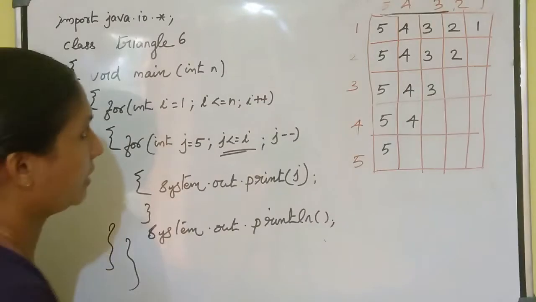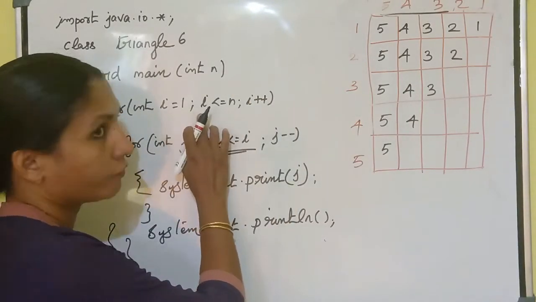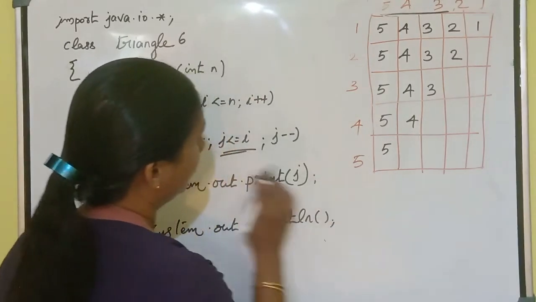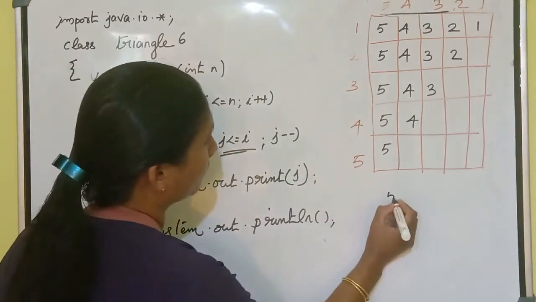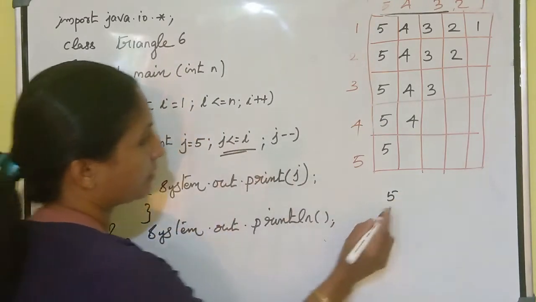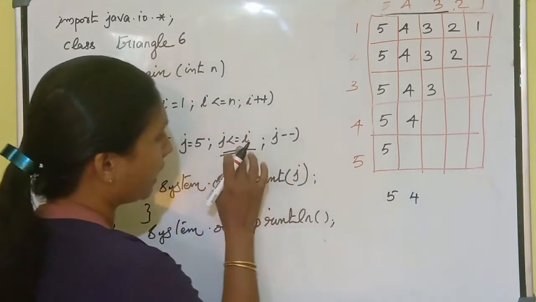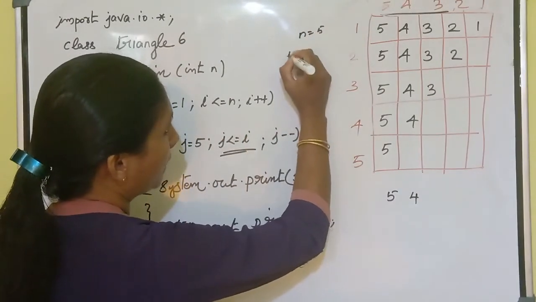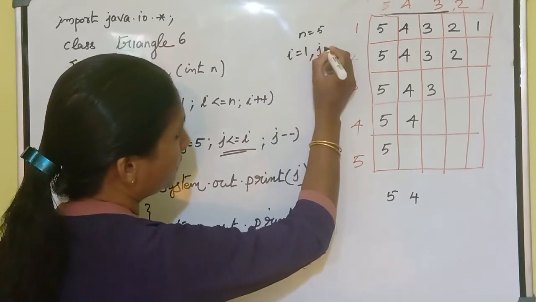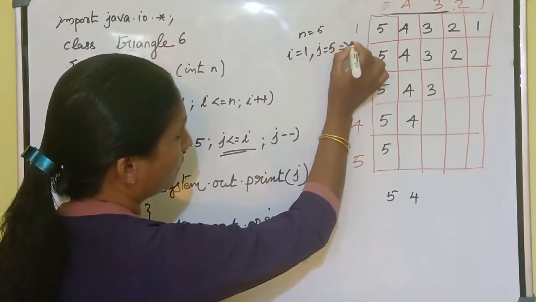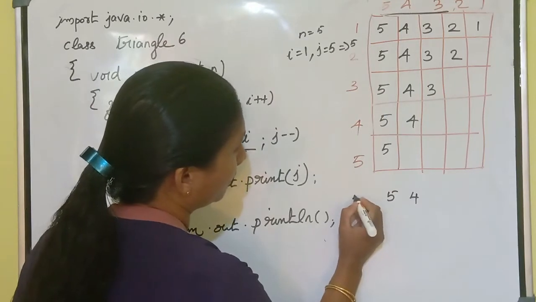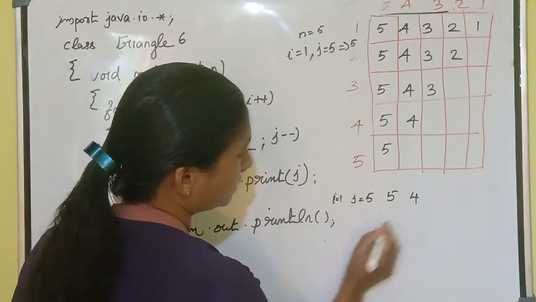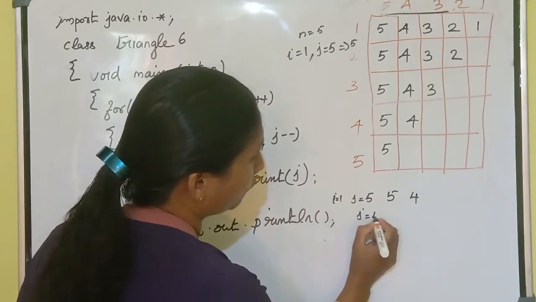Then how will it work? See, for the first row i will take the value of 1. Then it will go inside. Then j starts from 5. Then the first time it will print 5. Next time j is decreasing, then you will get 4. Then up to 1 it will work. First time n is equal to 5 here. First time i is equal to 1. At that time j will take 5. Then you will get 5 here. That I will show you. i is equal to 1, j is equal to 5, we will get 5. Next time j is equal to 4.